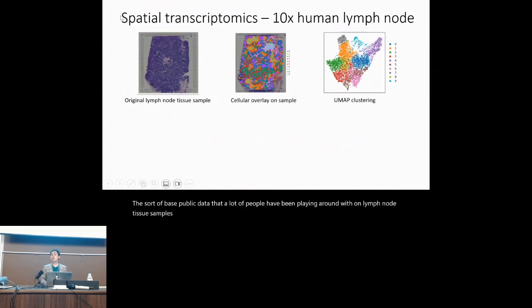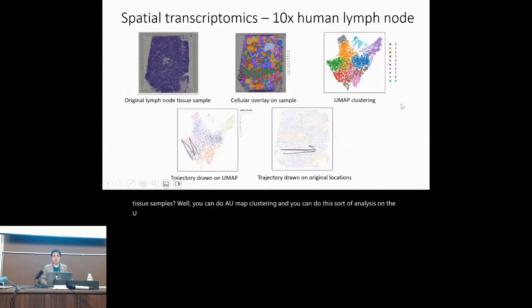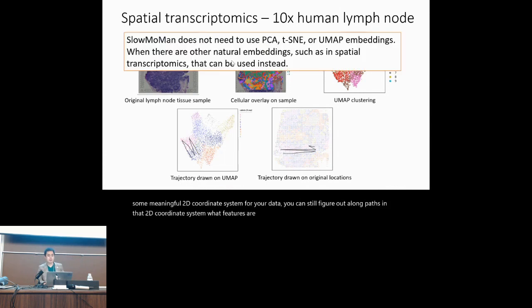You can do a UMAP clustering, and you can do this sort of analysis on the UMAP. Or you could do this sort of analysis drawn on the original 2D location. So if you have some meaningful 2D coordinate system for your data, you can still figure out along paths in that 2D coordinate system what features are important. If there are other natural embeddings, such as in spatial transcriptomics, you just upload those instead.